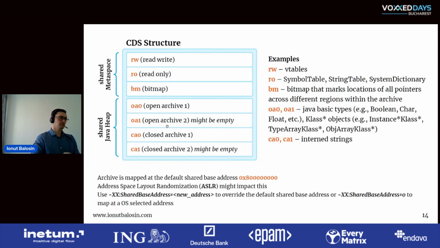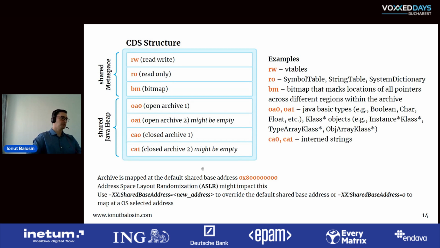Here it's a bit in details. I won't focus too much on this slide because I anyway tweet the slides and they are public on my website, so you can download and read them afterwards. But if you are curious about the structure itself, basically, there are 7 regions. 3 of them belong to the metaspace, 4 of them belong to the heap, and each such region contains different types of information, for example interned strings.